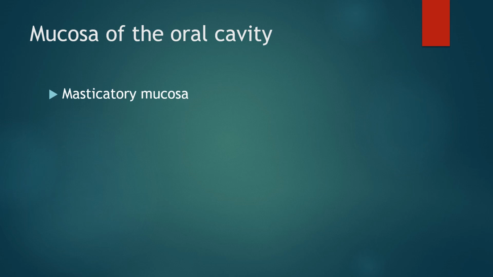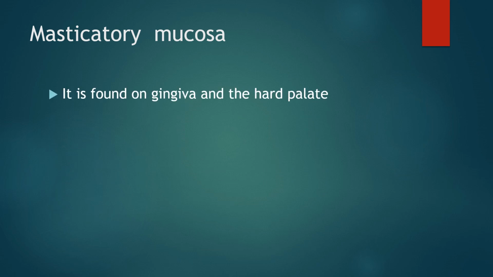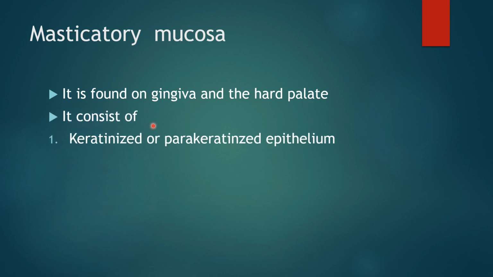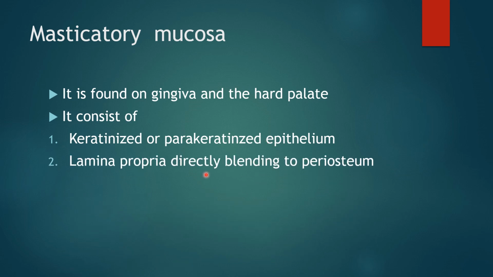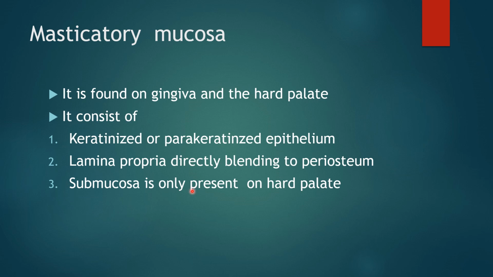So the mucosa of the oral cavity is partly the masticatory mucosa, somewhere it is the lining mucosa, and sometimes it is the specialized mucosa. So what is the masticatory mucosa? The masticatory mucosa is found on the gingiva and the hard palate. It consists of keratinized or parakeratinized epithelium, the lamina propria directly blending to the periosteum, and the submucosa which is present only on the hard palate.